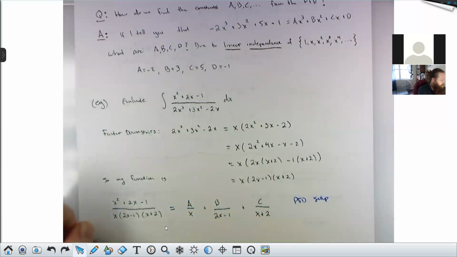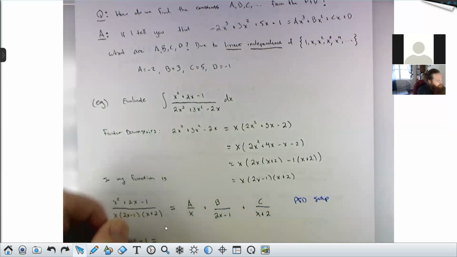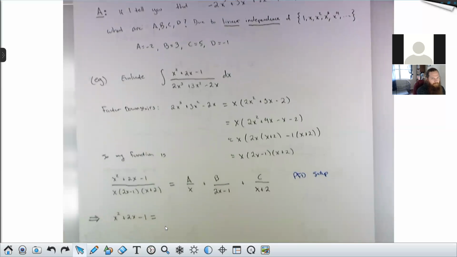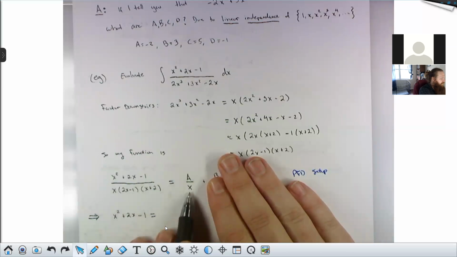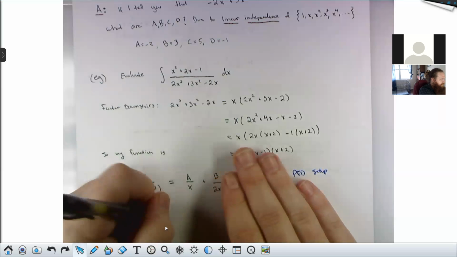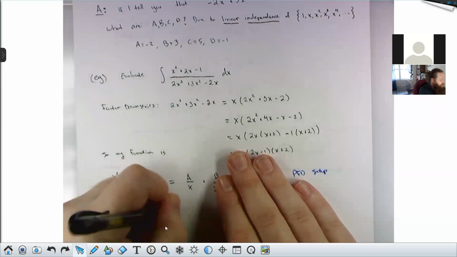So when I clear denominators, I'll be left with x squared plus 2x minus 1 on the left-hand side. I'm going to do it all at once. It's not hard. Think about what happens when you multiply just this term by this whole denominator. The x's will cancel, and then you'll be left with these two. So I'll have a times 2x minus 1 times x plus 2.